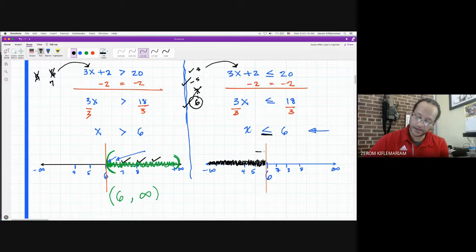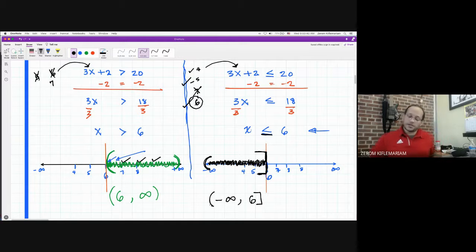So now it's going to be a bracket because it is included. If it is equal to, it becomes a bracket. And infinity would always be a parenthesis. So my answer is going to be from negative infinity all the way to the number 6. Number 6 is a bracket, and this one would be a parenthesis.